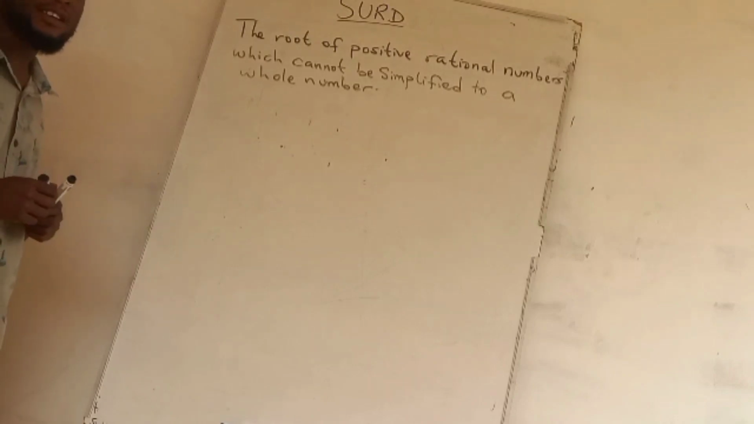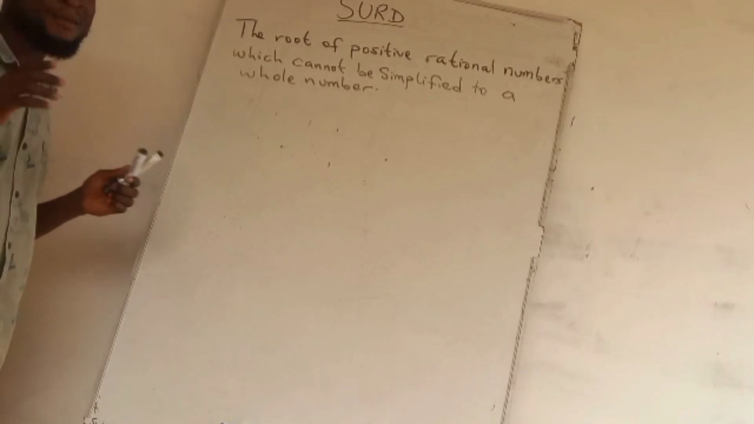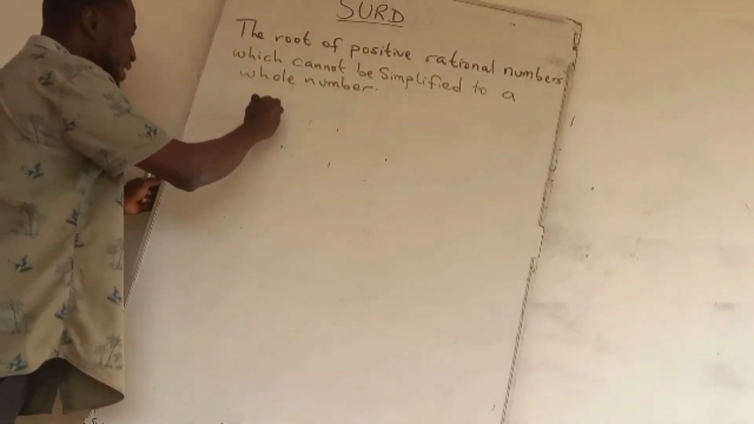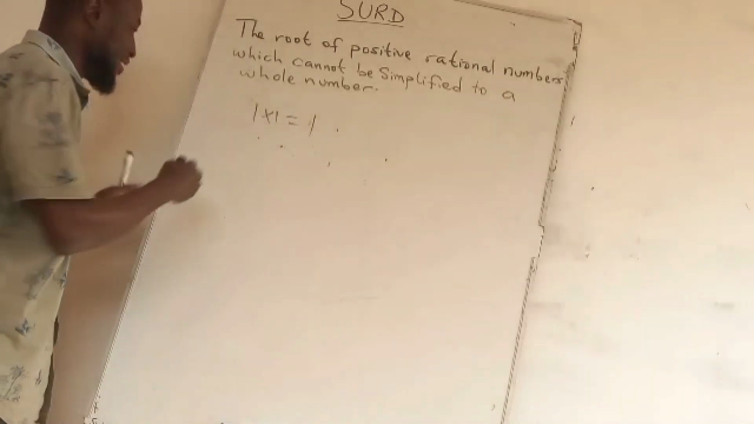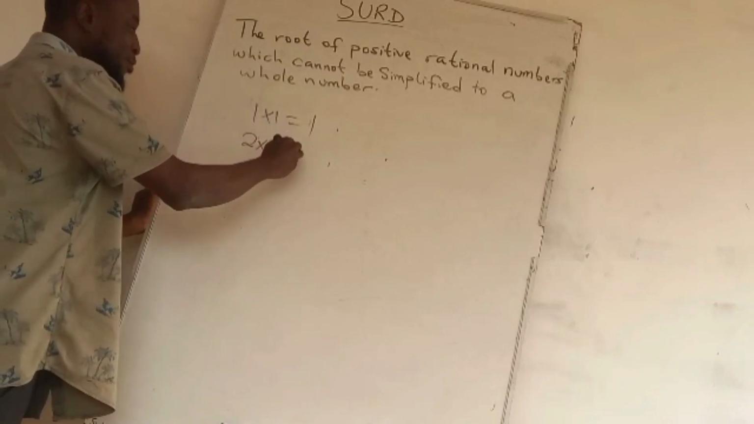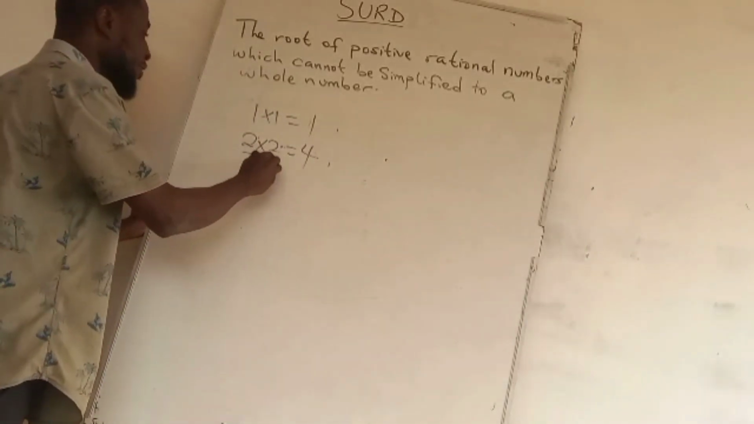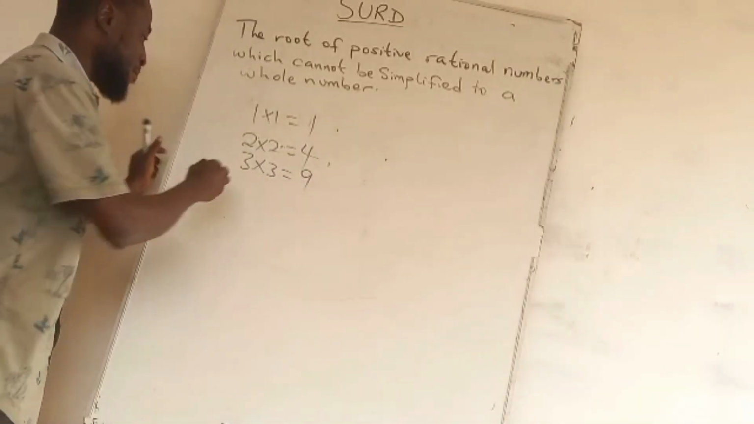What are square numbers? Square numbers are the result you get when you multiply a number by itself. An example, 1 times 1 equals 1. So 1 is a square number. 2 times 2, a number multiplied by itself, the result is 4. So 4 is a square number. 3 times 3, the answer is 9. So 9 is a square number.